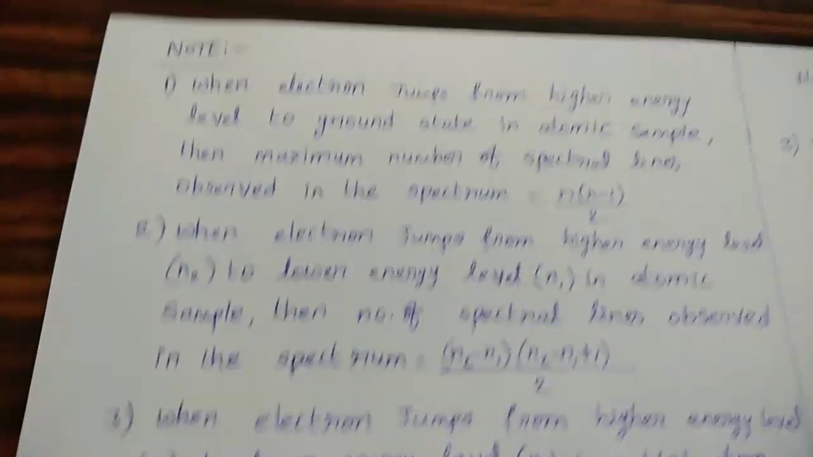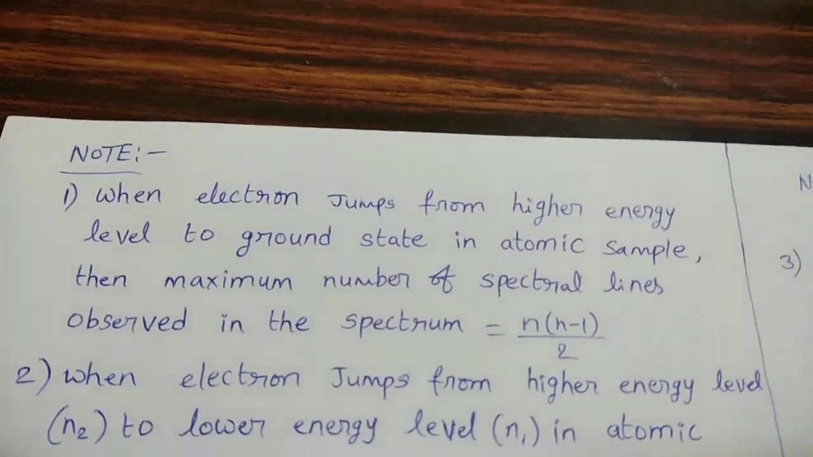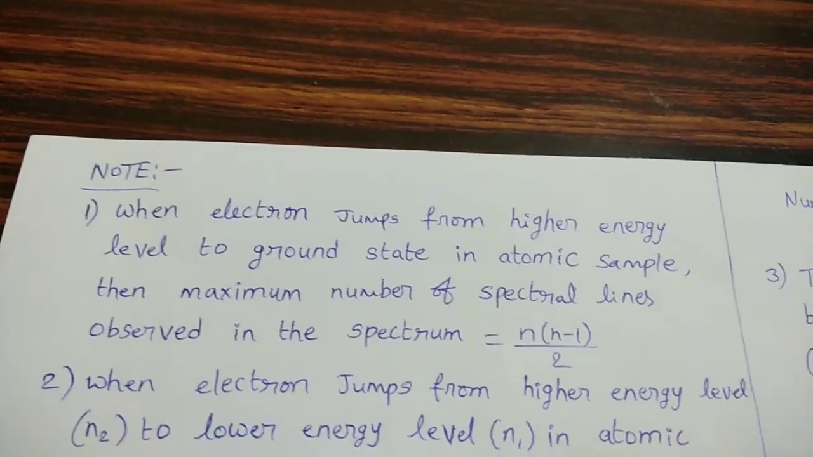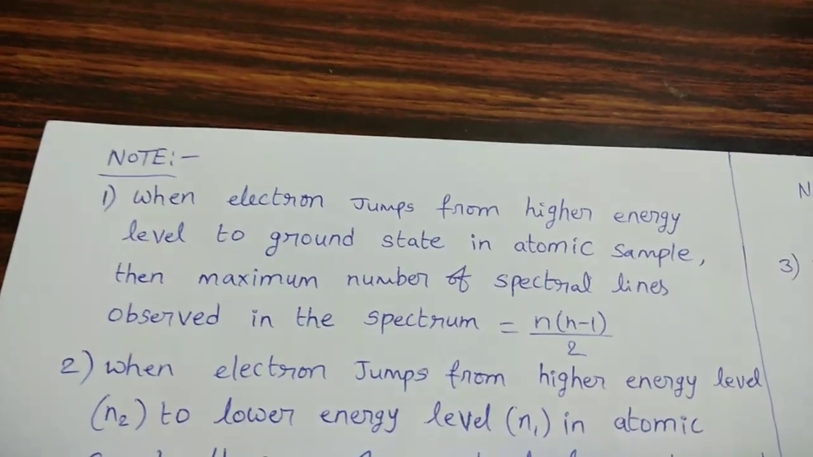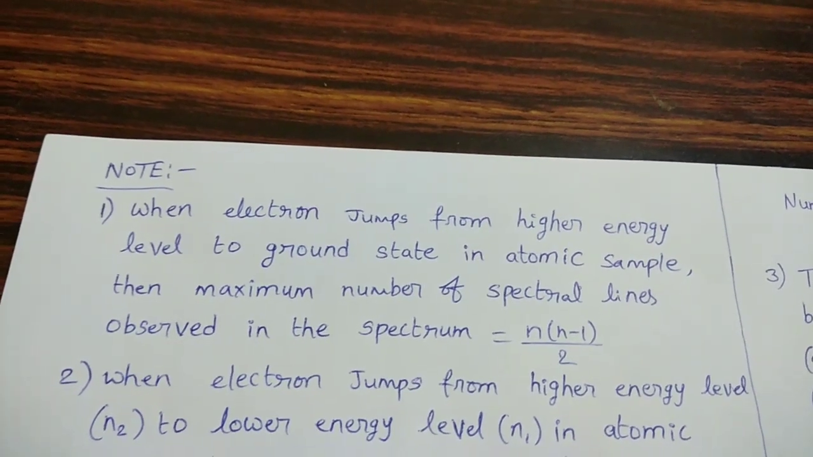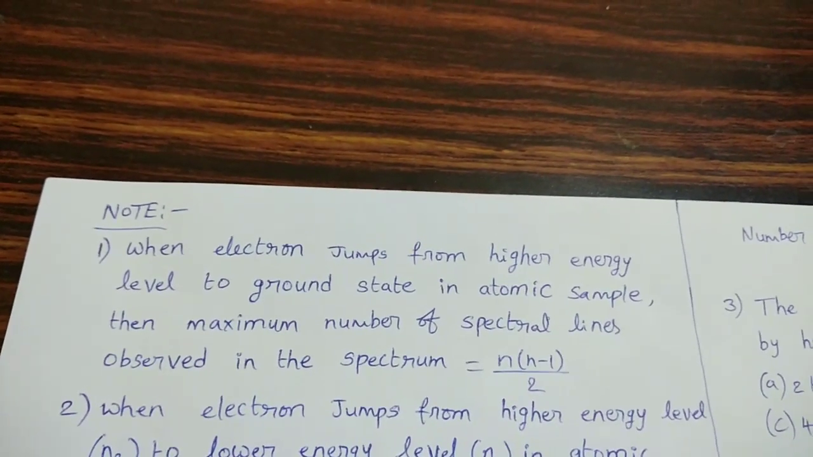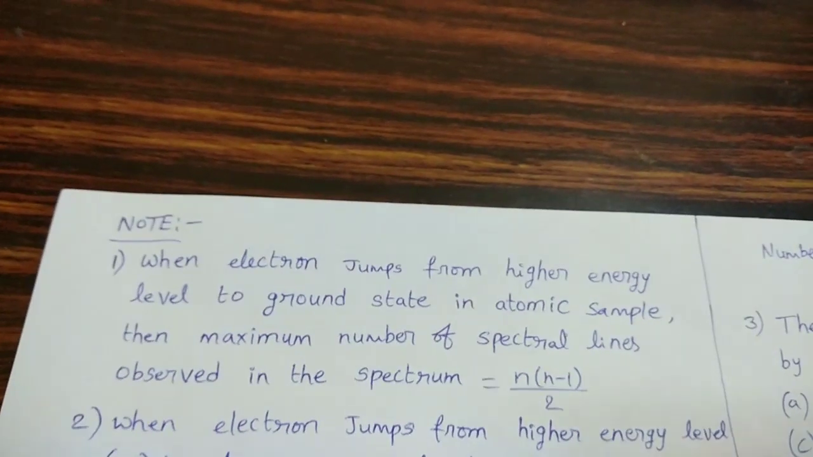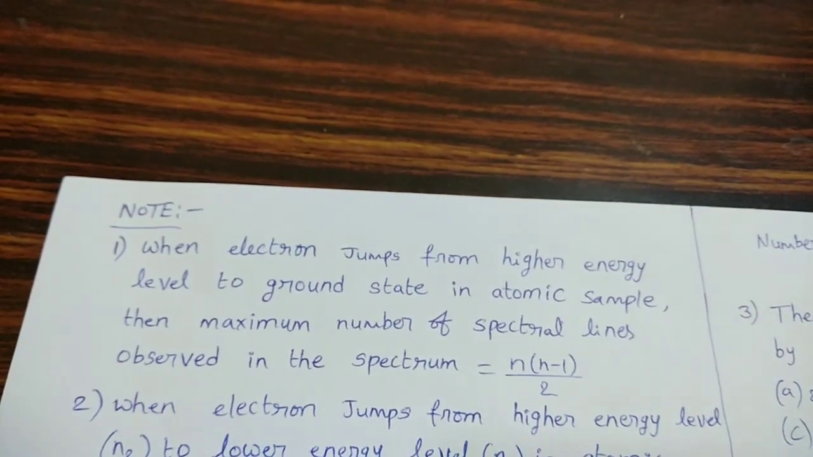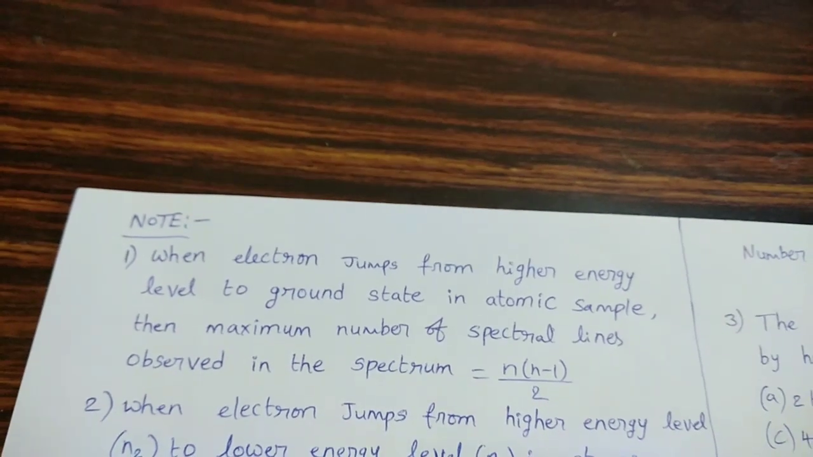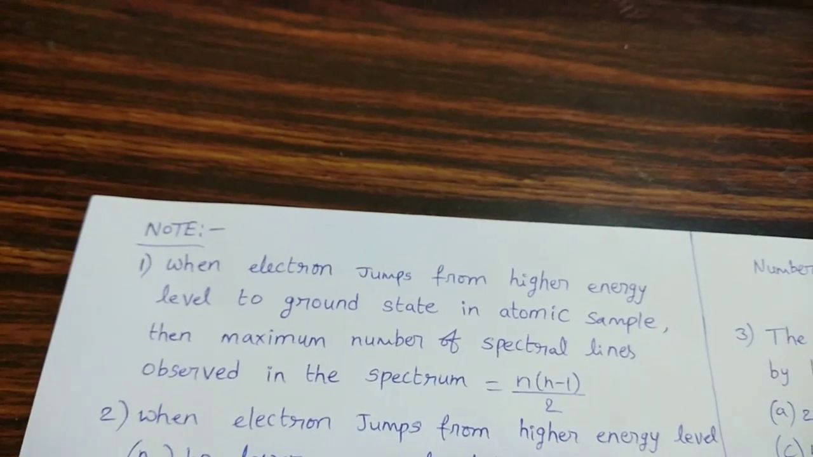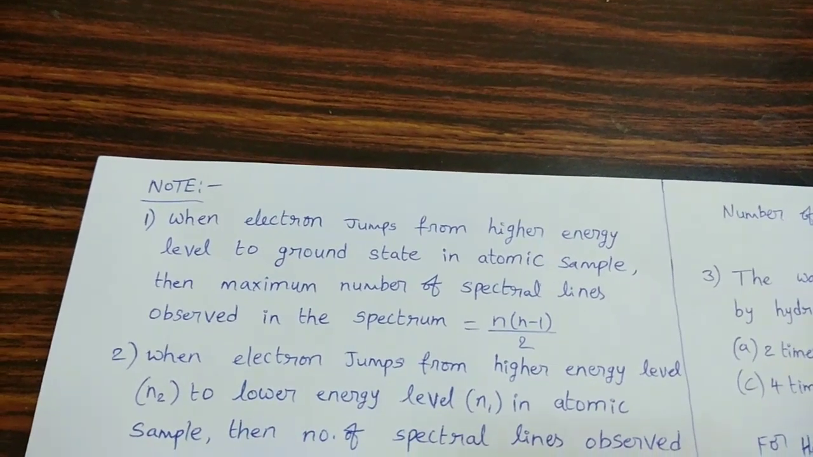See the next one. Important points: when an electron jumps from a higher energy level to the ground state in an atomic sample, then the maximum number of spectral lines observed in the spectrum equals n into n minus 1 by 2. From any higher energy level to the ground state, that is the first orbit, electron jumping takes place, we can get the maximum number of spectral lines. Formula: n into n minus 1 by 2.